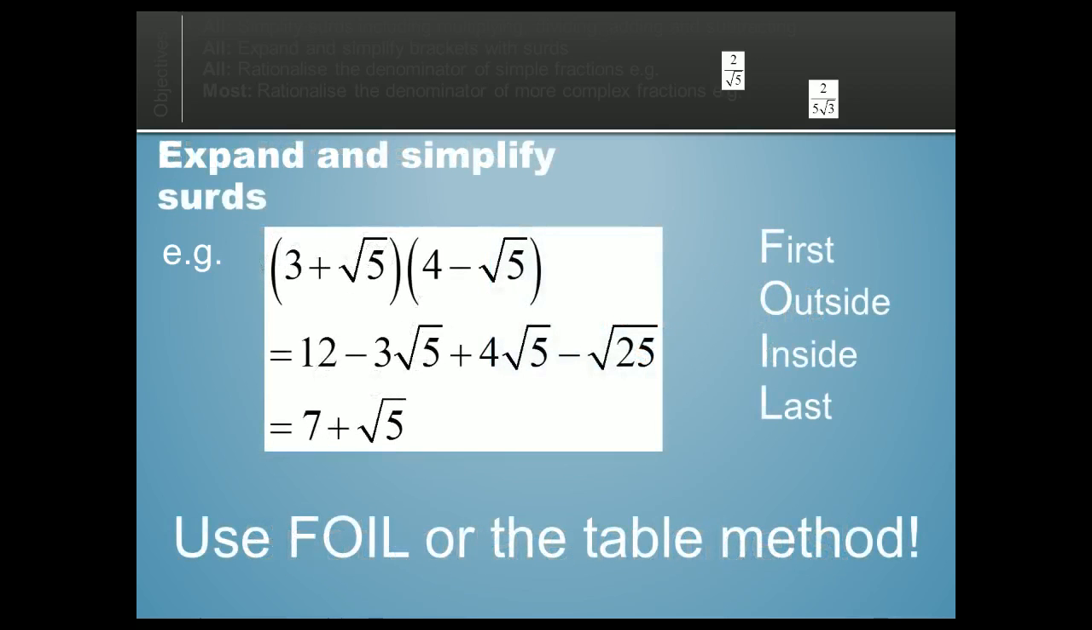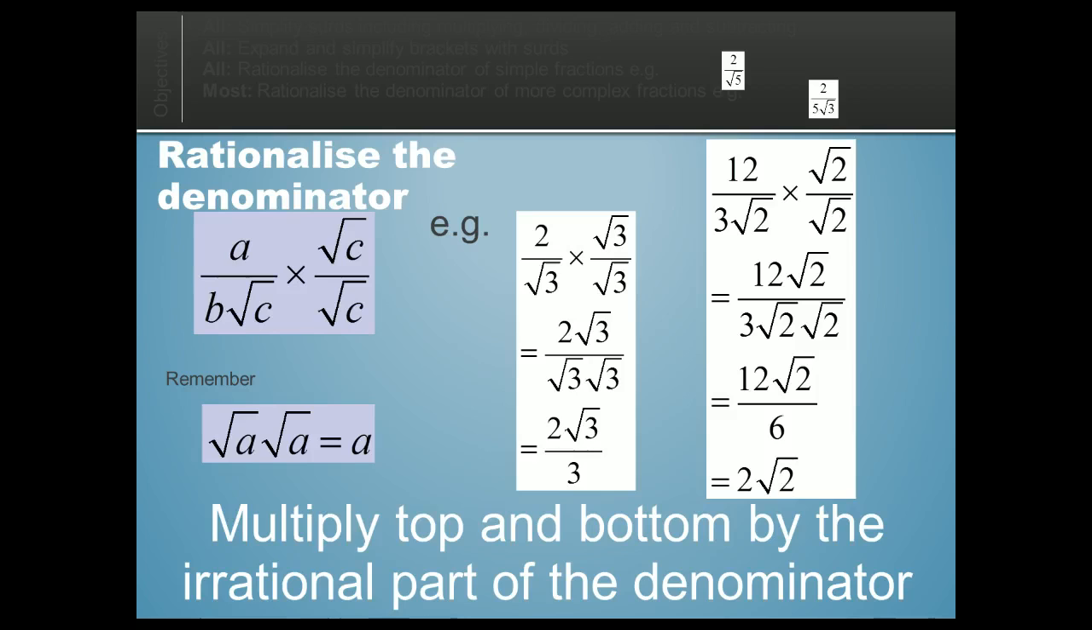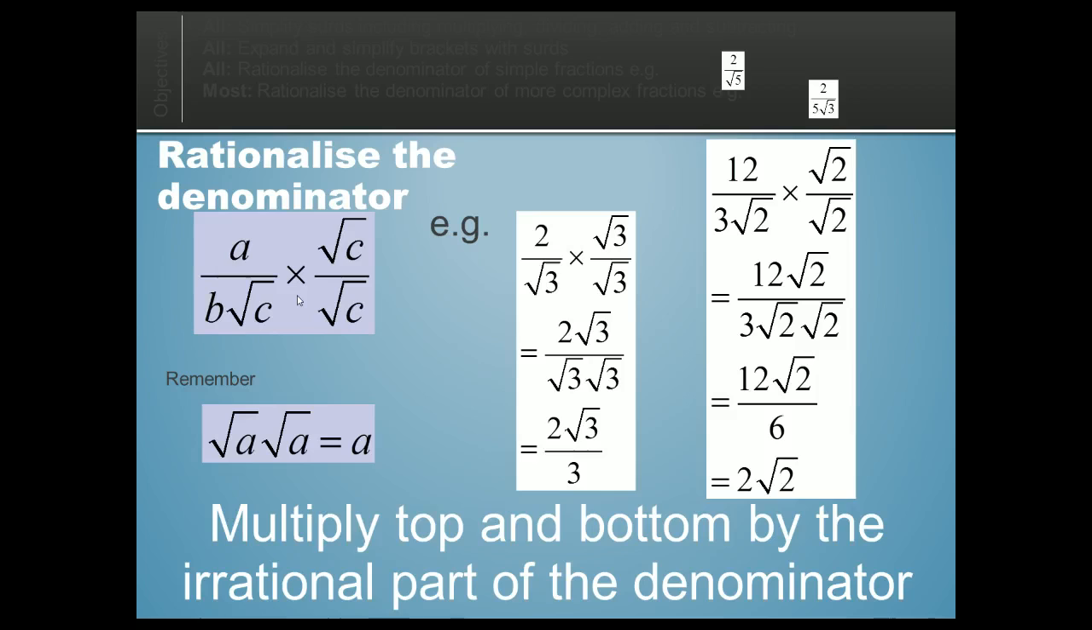Remember to use FOIL, the table method, for doing those kind of ones, and then you'll get those together. And rationalising the denominator, we multiply top and bottom by the square root thing in the bottom. Now there is one type left for rationalising the denominator. And I'm going to show it in class because I'm going to set it as homework for the following week.